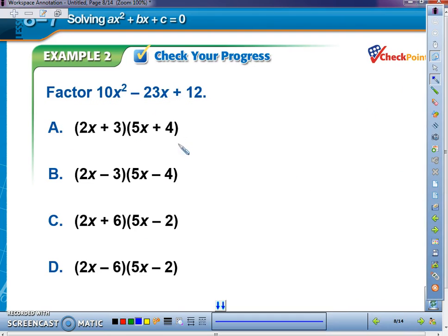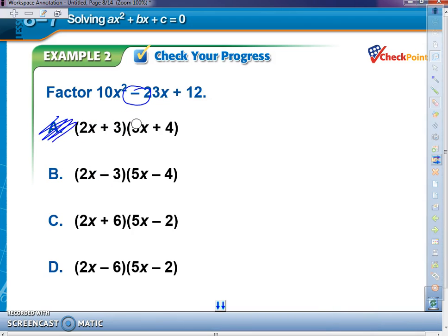Okay, going on. Factor 10x squared minus 23x plus 12. Now, if it's multiple choice, work them out. I mean, right here, I'm going to look at this. I know that this one automatically is not right because these are all positives, but I have a negative number in the middle. So it can't be A. Also, I have a positive right here. So I'm looking for one that has both negatives because a negative times a negative is a positive. So it can't be C either. So let's try B and D.